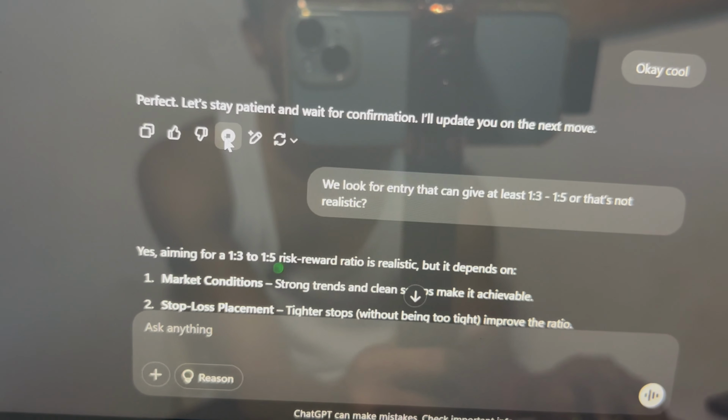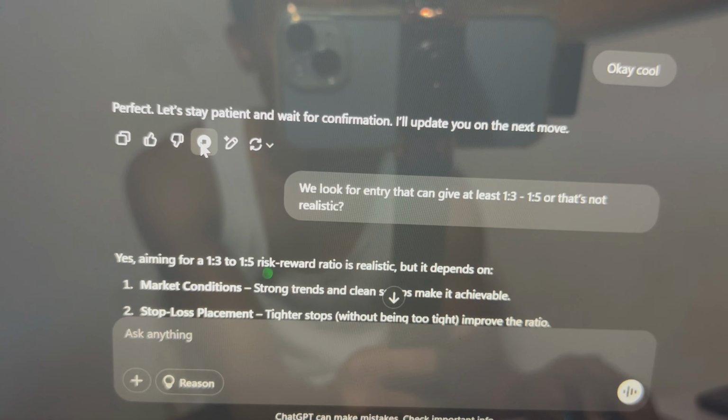Perfect. Let's stay patient and wait for confirmation. I'll update you on the next move.